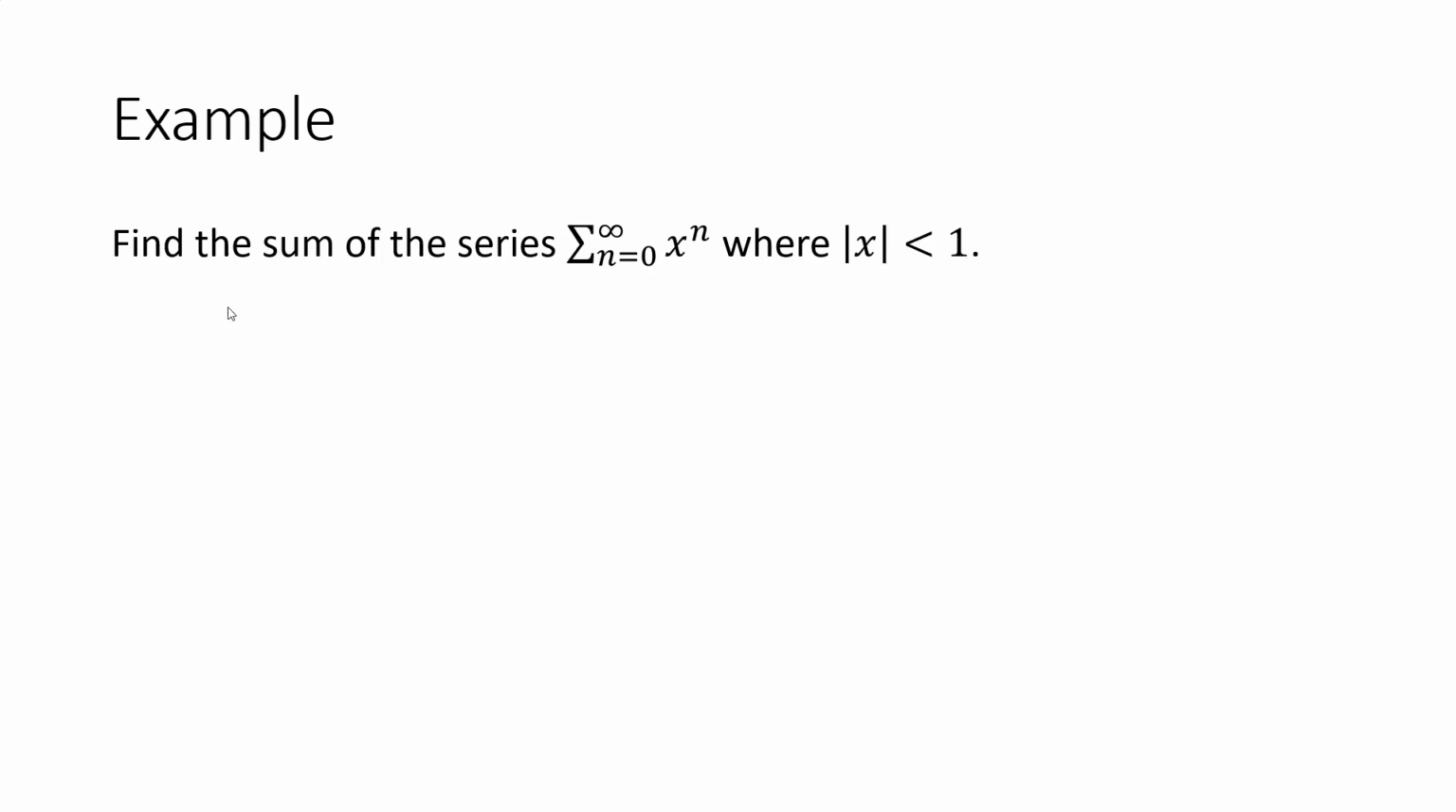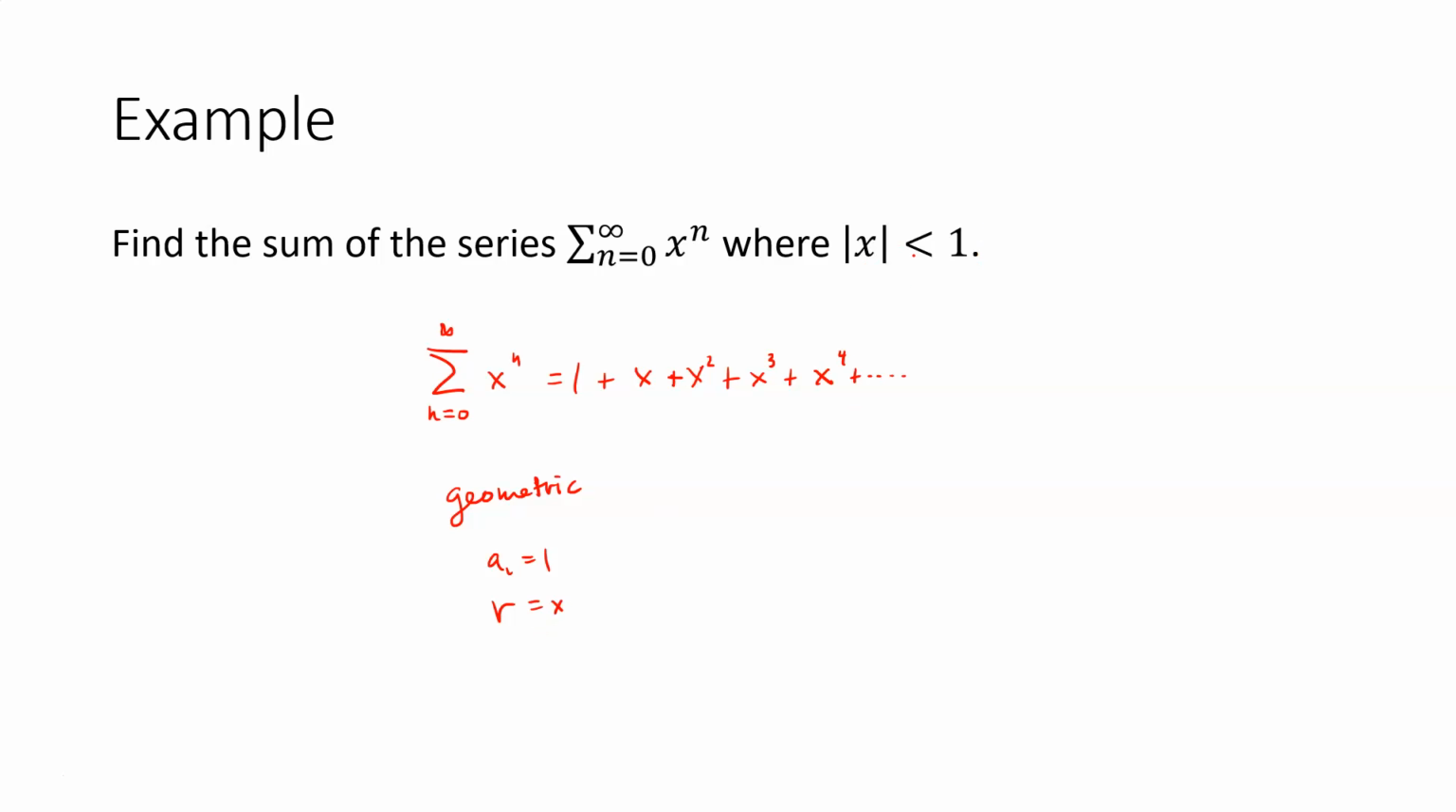In this example, we want to find the sum of the series x to the n, where the absolute value of x is less than 1. Well, notice that this is just a geometric series starting with n equals 0, so starting with x to the power of 0, which is 1. We're just multiplying each consecutive term by x. So the next one would be x, so 1 plus x plus x squared plus x cubed, and so on. So it's geometric, and the first term is 1 and the common ratio is x.